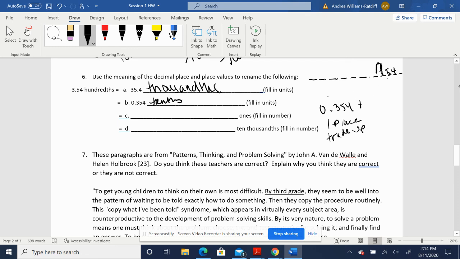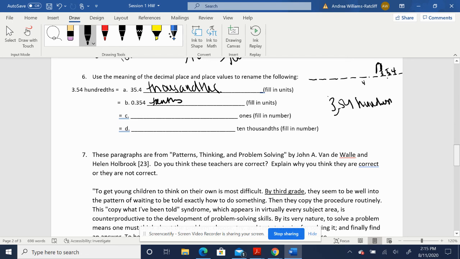So let's go back now. Look at part C. Okay. Part C and D kind of do the opposite of A and B. Instead of giving you a number, they give you a unit. They want you to change it. Okay. So I'm at 3.54 hundredths, and I want to go to ones. So here's ones, and over here's where I am. So trading up once would get me to tenths. Trading up again would get me to ones. Okay. So I've traded up twice. That should mean 2 decimal places to the left.